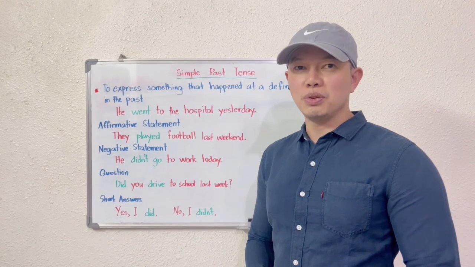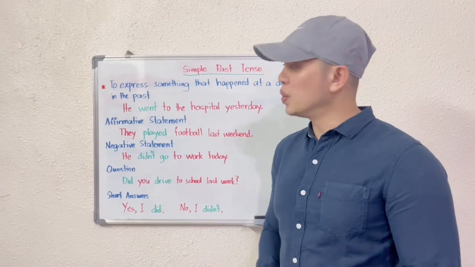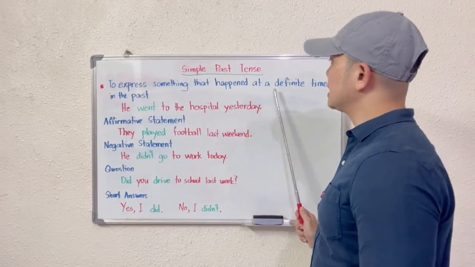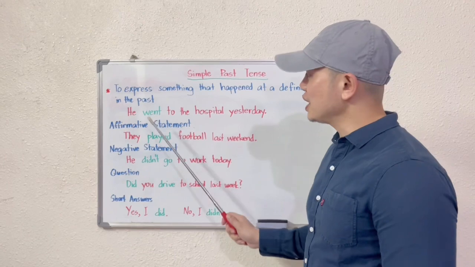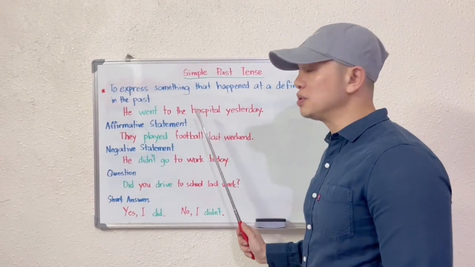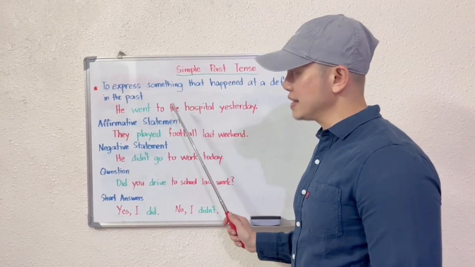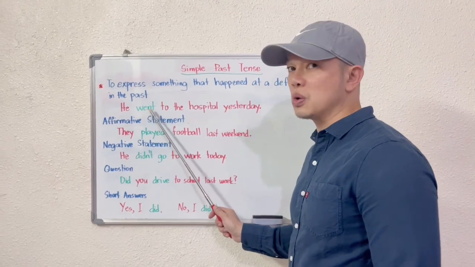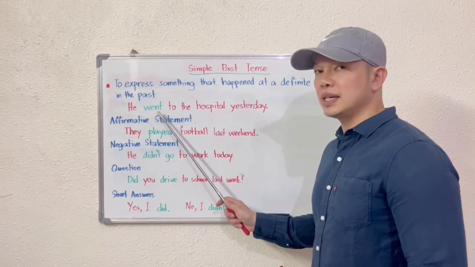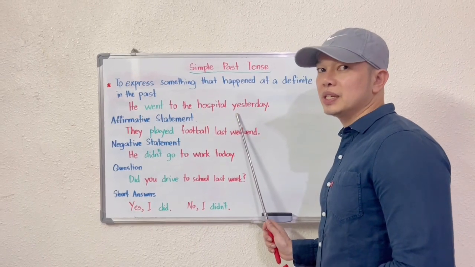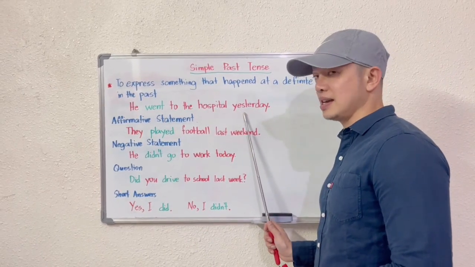First is about the use of simple past tense, which is to express something that happened at a definite time in the past. For example, he went to the hospital yesterday. It is very important to know how to conjugate the verbs. For example, in this case, go should be went, the past form of go. We use went because in this case, the action happened in the past, which is yesterday. The time expression used is yesterday.